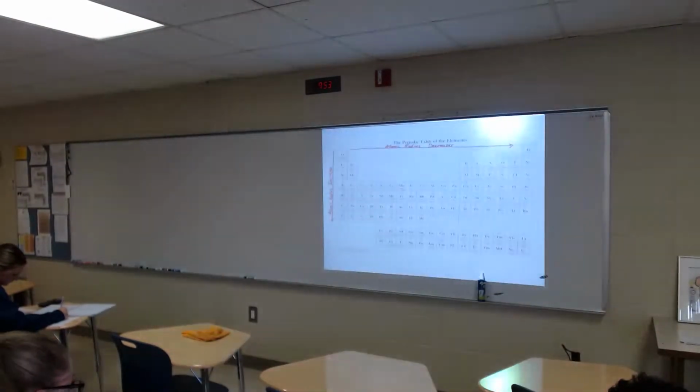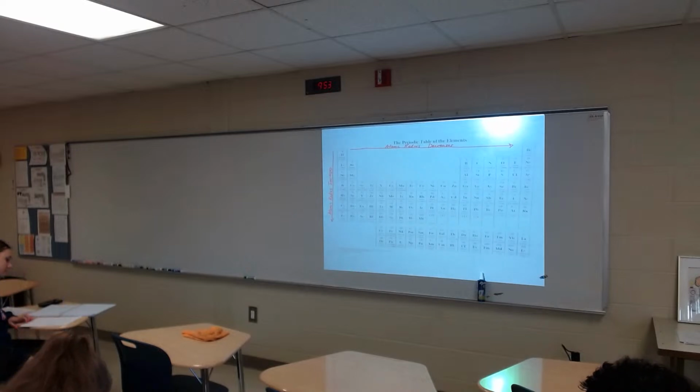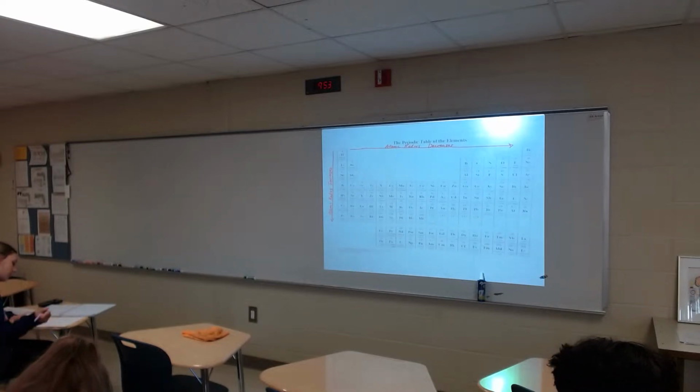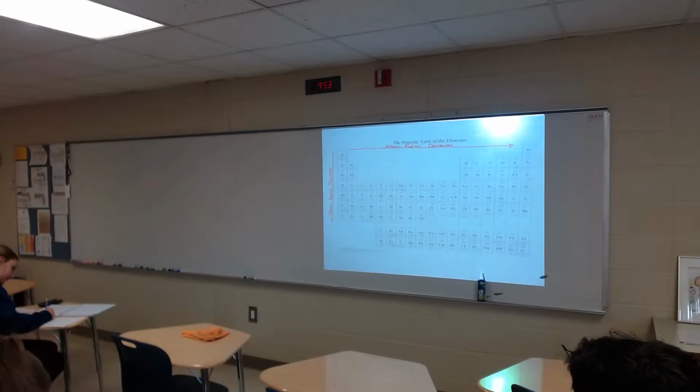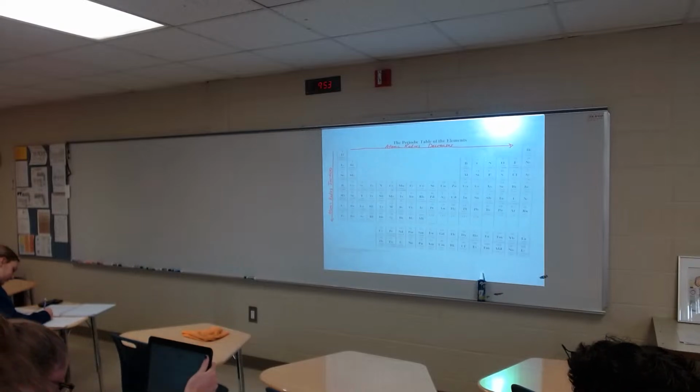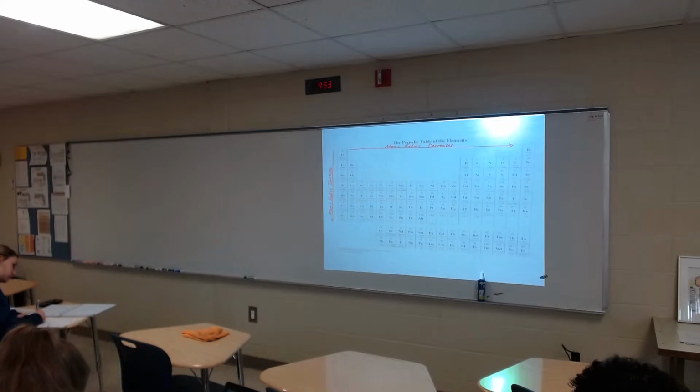All right, let's talk about the why. So we've got atomic radius decreasing going left to right and increasing going top to bottom. Why does it decrease going across a period? Because the number of protons says so. Sort of, that's actually almost right.